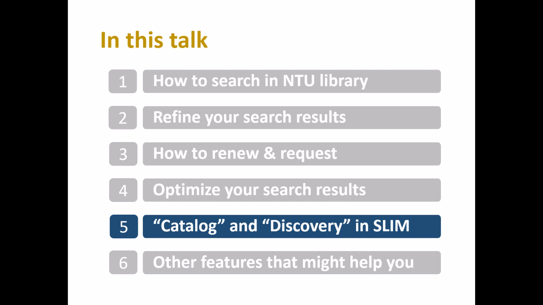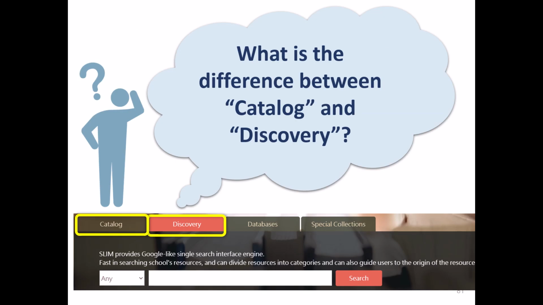We will talk about how to use catalog in Selenium. Now I would like to elaborate on the discovery system. And what's the difference between them?